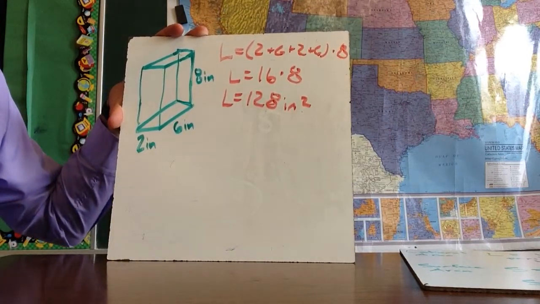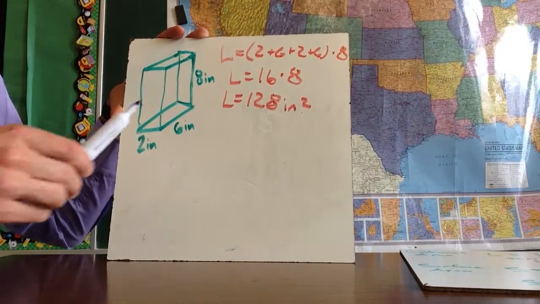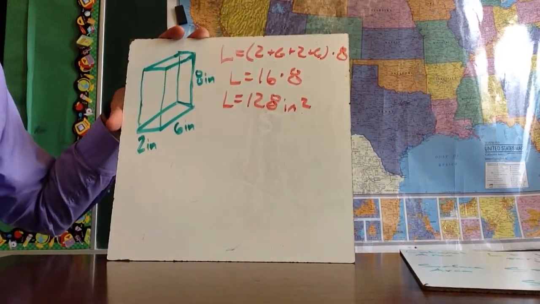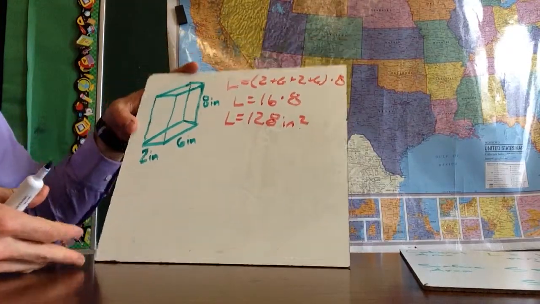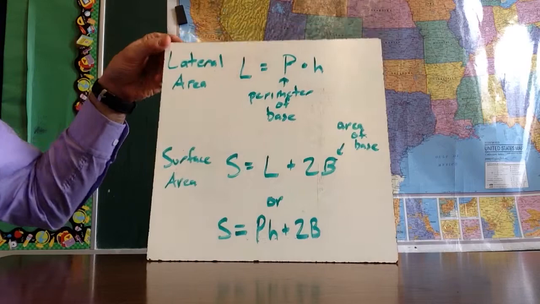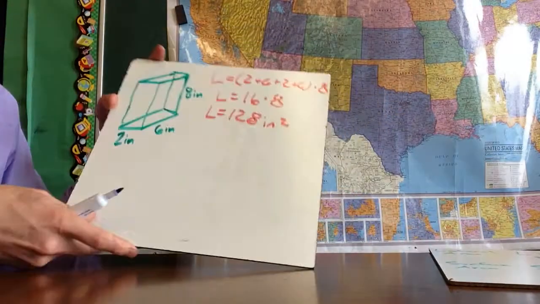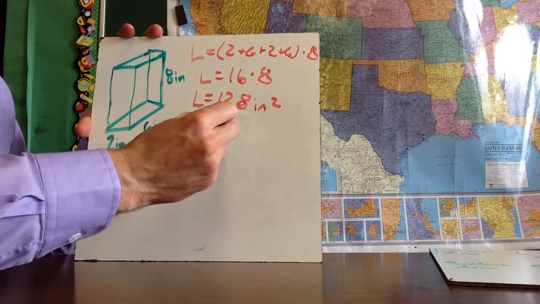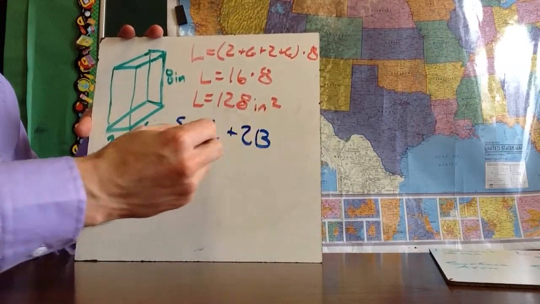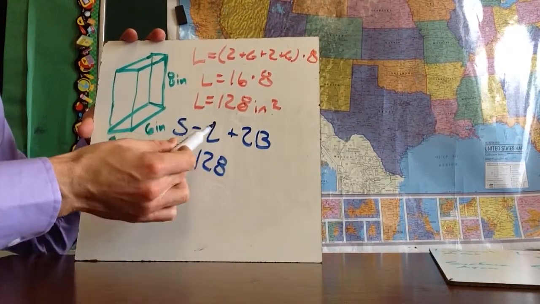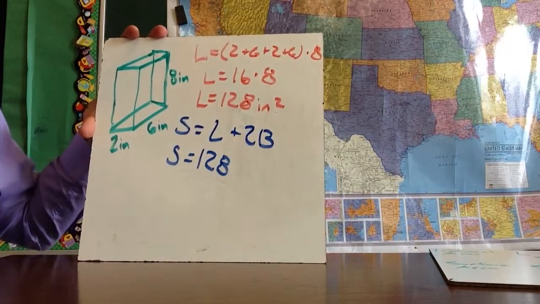Now to find the surface area, pretending for a second if I didn't know this, I would have to redo that. But since I know that, let me pull this up for a sec. It's the lateral area plus 2 times the area of the base. Well, I already know what the lateral area is, right? So if I'm using this formula, surface area equals lateral area plus 2 times the area of the base. I know that the lateral area is 128 because I figured that up here, so I don't necessarily have to do that again.